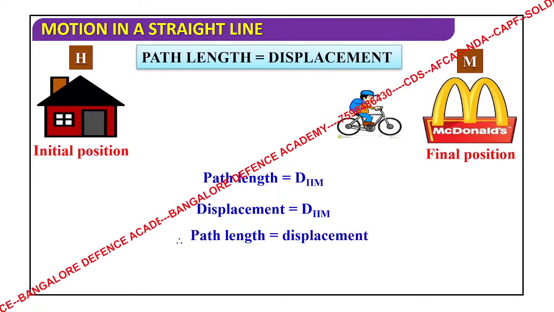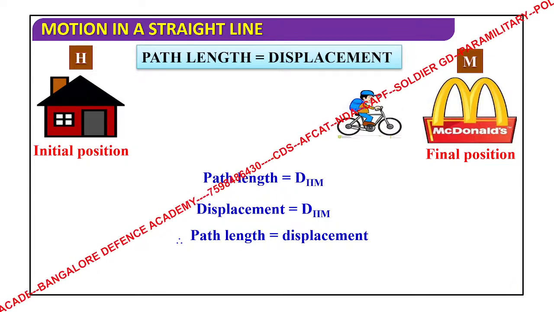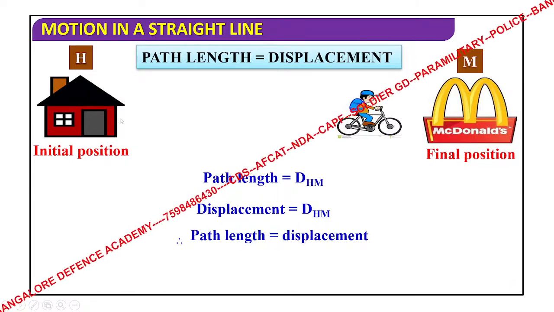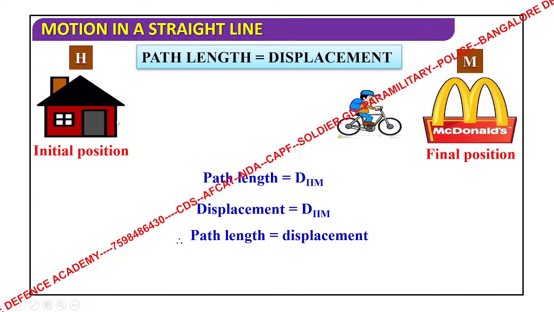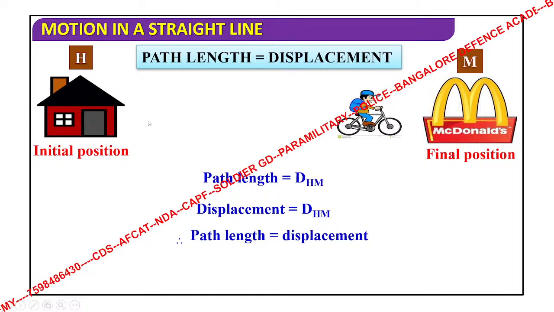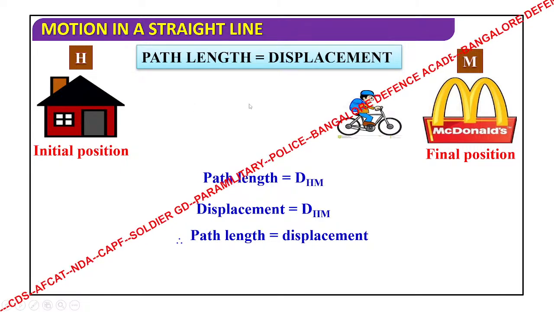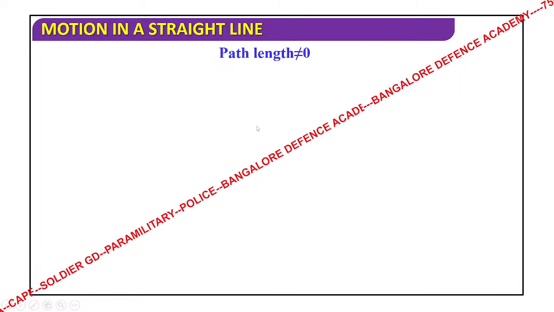So in this case, what is happening? Now in your exam, the question can be asked: is it possible the path length and the displacement be the same? Can it be equal? The answer is yes. The path length traveled and the displacement may sometimes be equal, as we have seen in this case. Okay, now let us move on to the next case here.